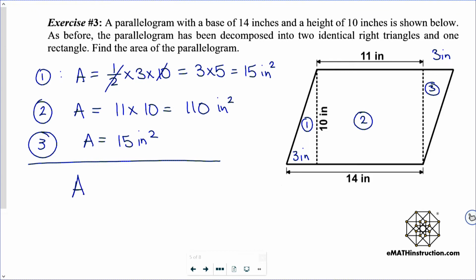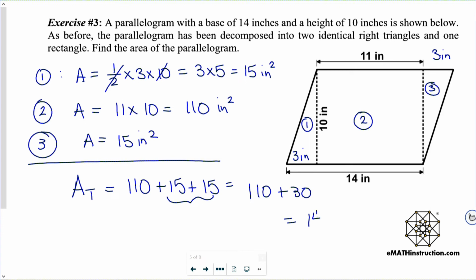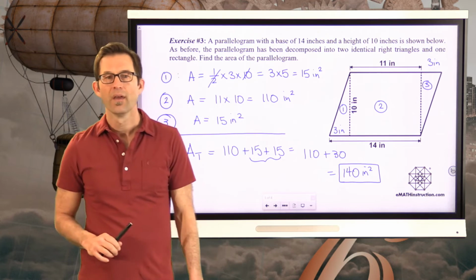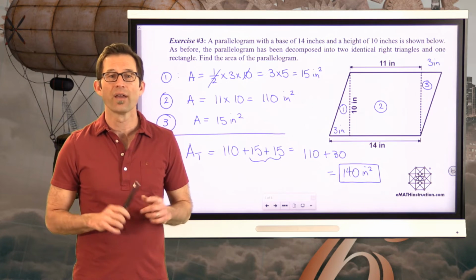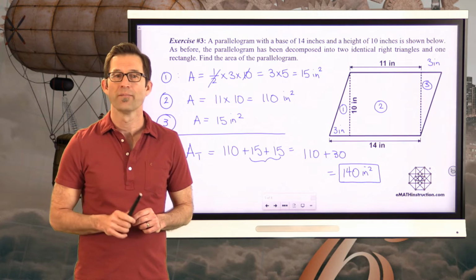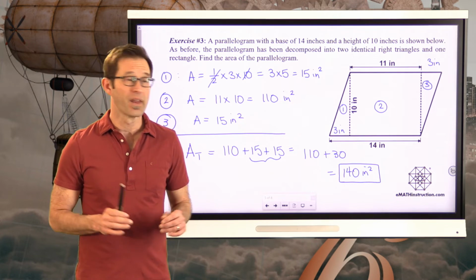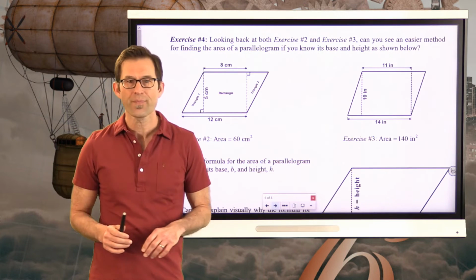The total area, the area of the parallelogram, is going to be 110 plus 15 plus 15. For me, I like to add those 15s together first. That's going to be 110 plus 30, and that will be 140 square inches. All right. Now, one of the really cool things about parallelograms is that you can actually find their area in a much simpler way. And that's what we're going to look at in the next exercise. All right, let's take a look.